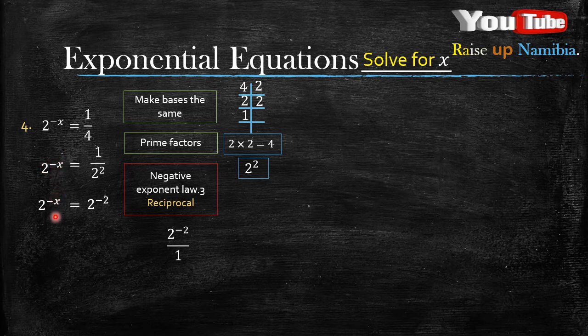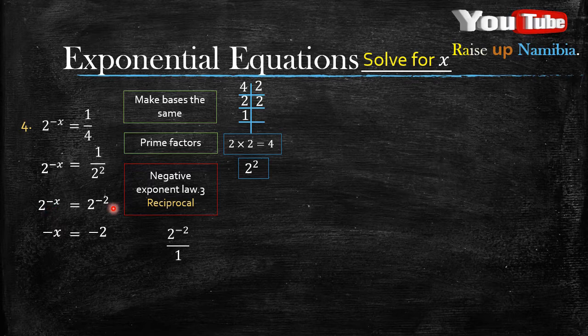Now notice one thing once you reach here. Your bases are the same. Now what did we say from the previous videos? I mean like from the previous examples. If your bases are the same, then your exponents are equal. So let's bring out our exponents. They are negative x and negative 2.